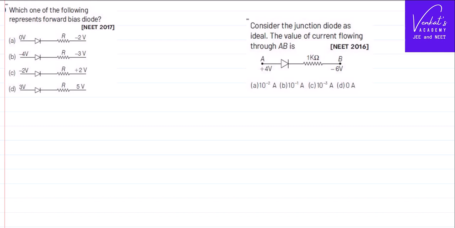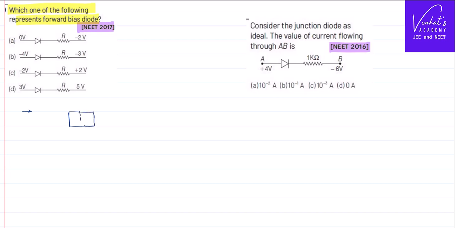We are solving two simple questions in semiconductor devices, both of which appeared in the NEET examination. The first question is, which one of the following represents the forward bias in a diode, I mean a PN junction diode? First of all, what do we mean by a PN junction diode?